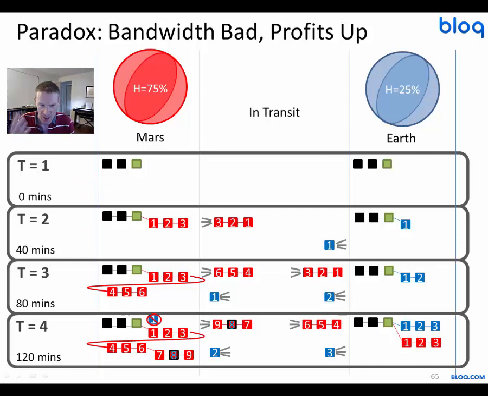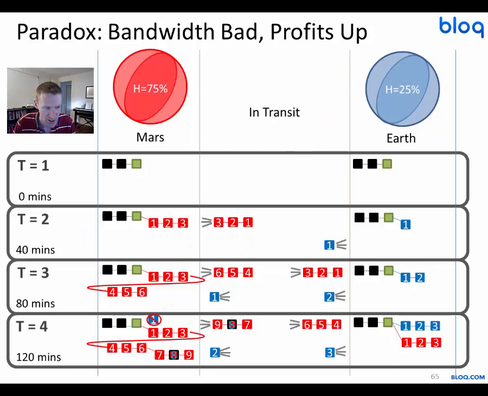We should find 4 blocks because we find 1 block per 10 minutes. 3 of them should be on Mars because it's got 3/4 of the hash rate. 1 of them should be on Earth. It's got 1/4 of the hash rate. Now we find the blocks and we send them out. But again, it takes an hour for messages to pass between planets.